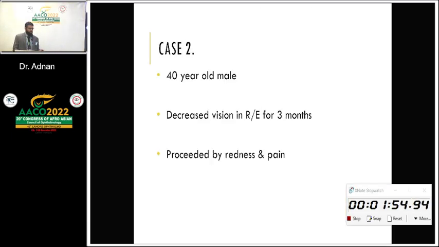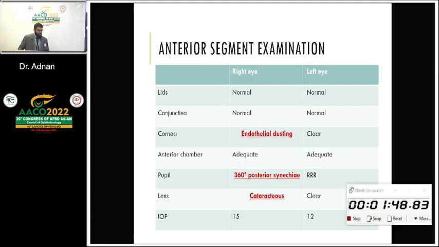Case 2 was a 40-year-old male with decreased vision in the right eye since 3 months, preceded by redness and pain. The positive findings in the right eye were endothelial dusting and 360 degree posterior synechiae, and the lens was cataractous. On the rest of the examination, both eyes were normal.